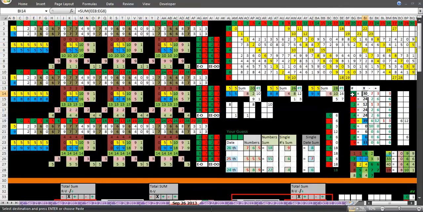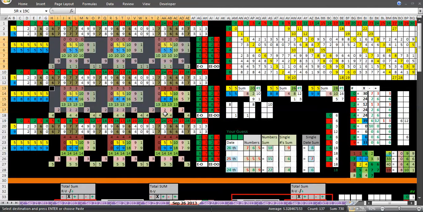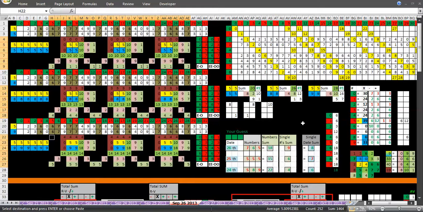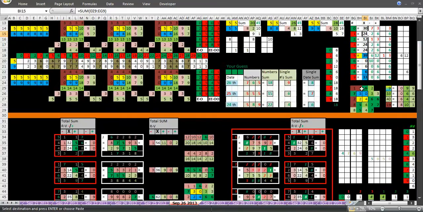This 30 counts the amount of times 0 shows up in this area and this area. 24 is the amount of times 1 did in the same areas, here and here. Okay, that's 30 for 0, 24 ones. Whatever numbers show up in these two columns are split apart here.